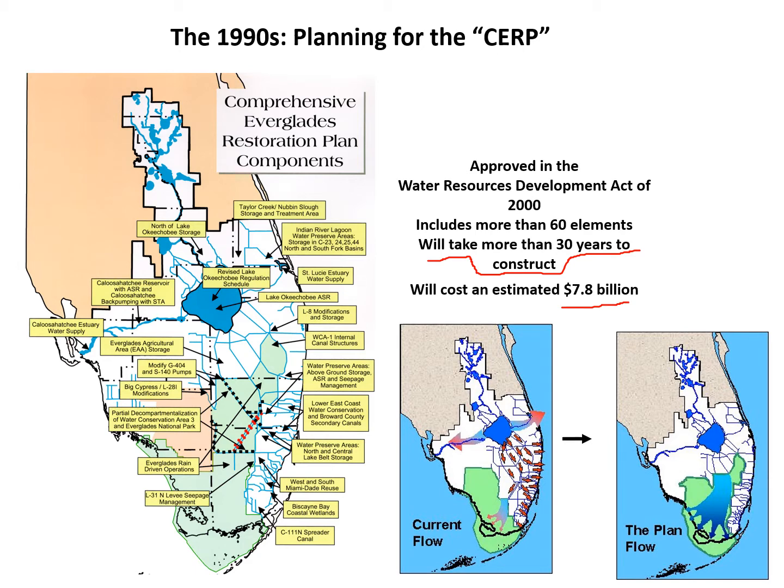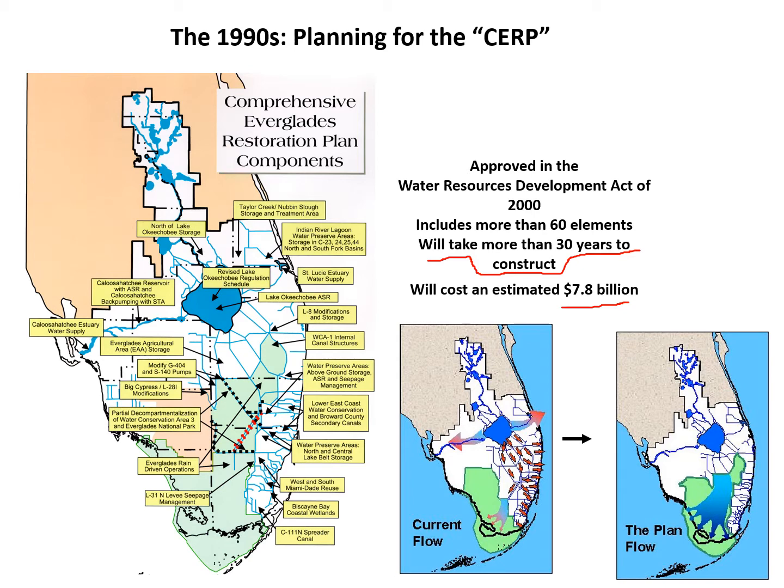So it's a plan that includes all kinds of stuff. The building of more water storage areas, the purchasing of agricultural lands, and water conservation areas, combining those areas, and then restoring the original environment.